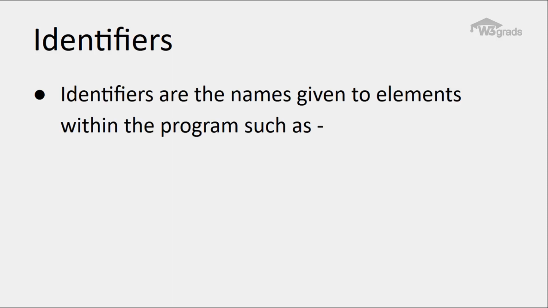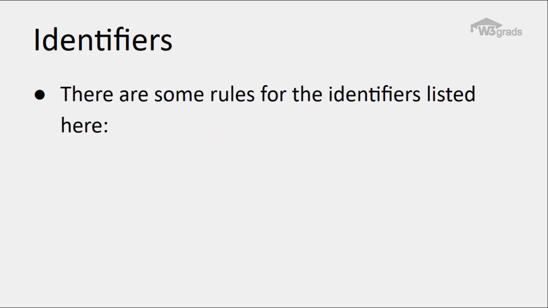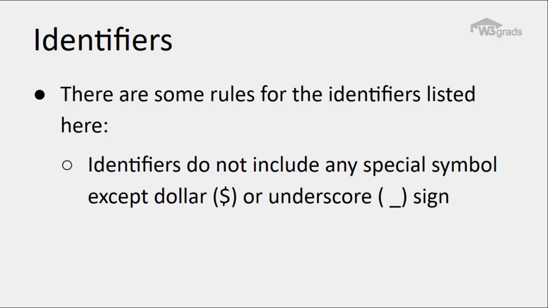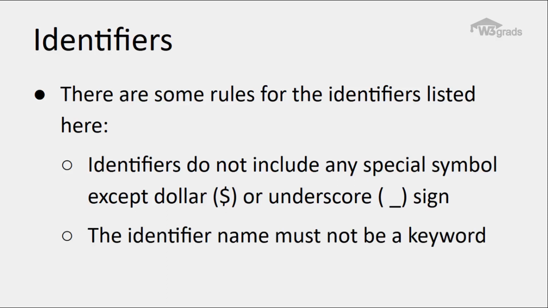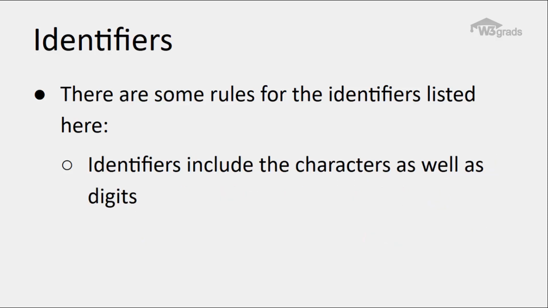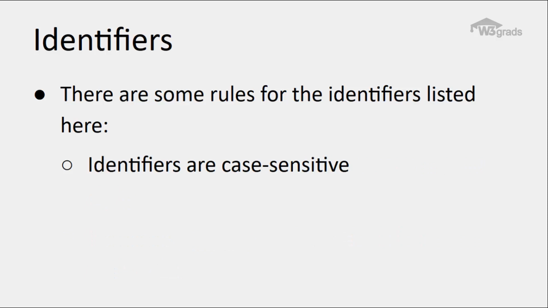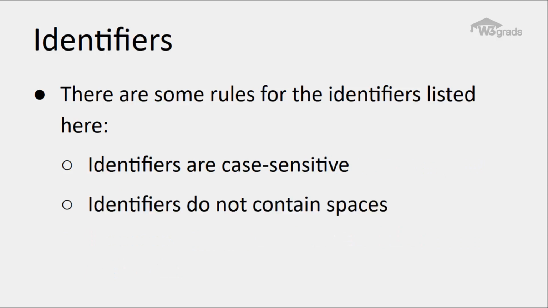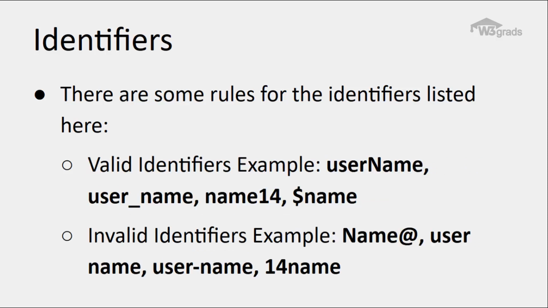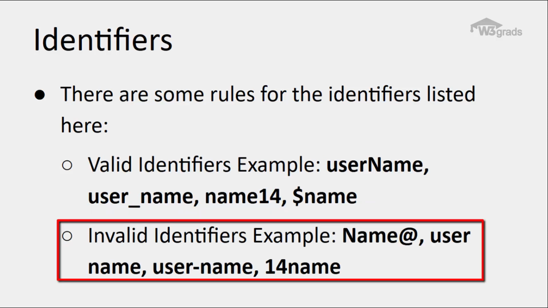Identifiers are the names given to elements within a program, such as functions, variables, etc. There are some rules for identifiers that are listed here. Identifiers do not include any special symbol except the $ sign or underscore. The identifier name must not be a keyword. Identifiers include characters as well as digits, but you cannot start the name of an identifier with a digit. Identifiers are case-sensitive and do not contain spaces. In this example, you will see a valid and invalid declaration of identifiers.